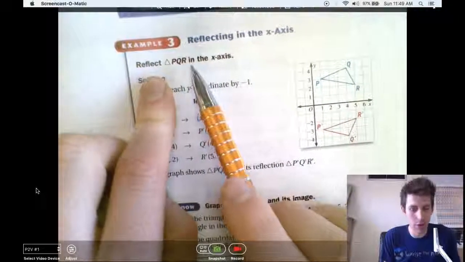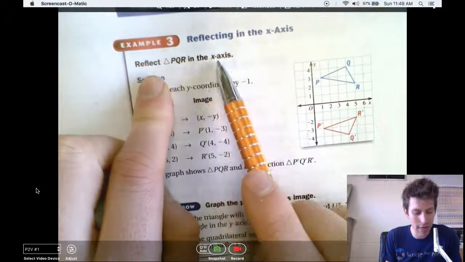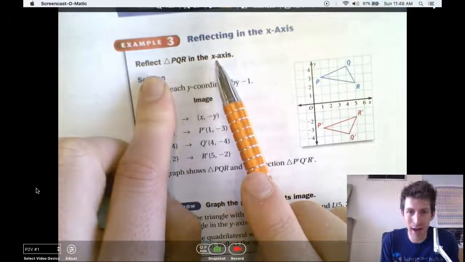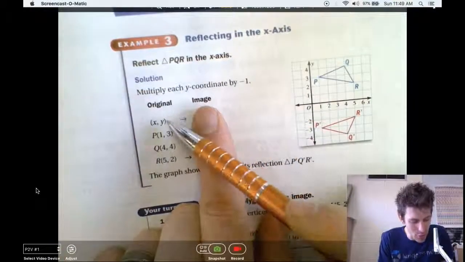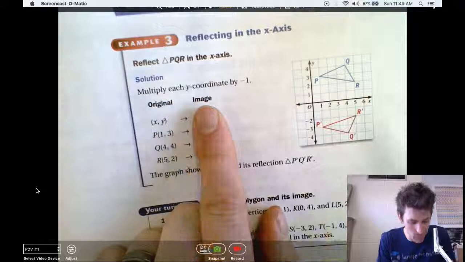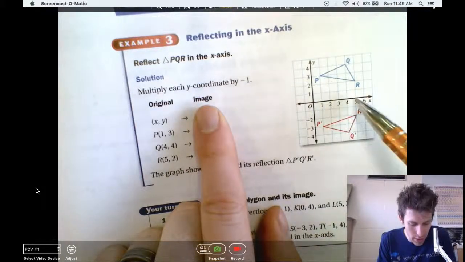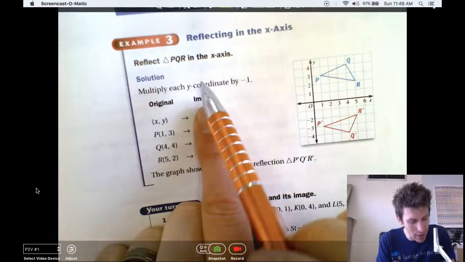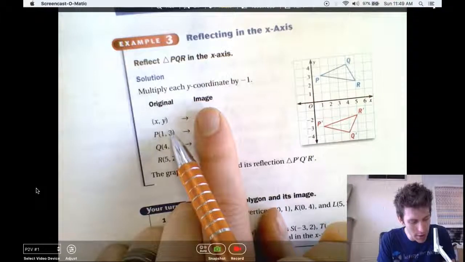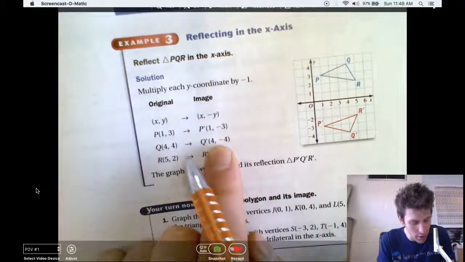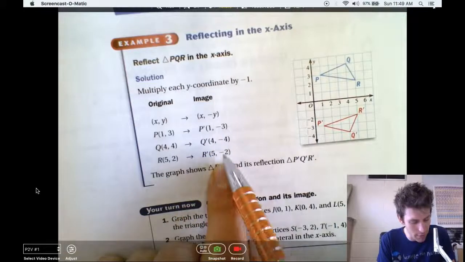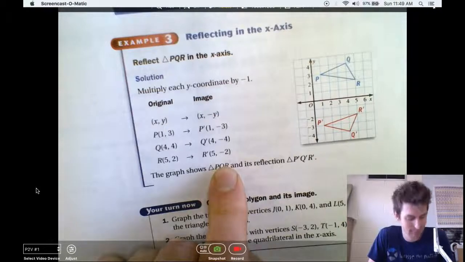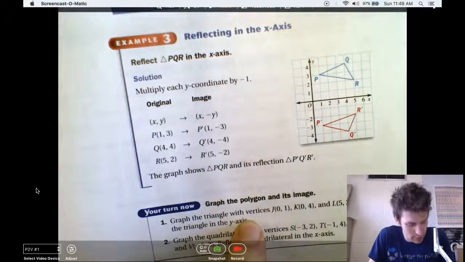If the problem told you, reflect triangle PQR in the x-axis, you should think, x-axis, I got to make the y's opposite. So you could list the original coordinates here. PQR. This is 1, 3. This is 4, 4. This is 5, 2. I got to make y's the opposite. So 1, -3, 4, -4, and 5, -2. Just plot those points, and kabam, you got it. You got your reflection. All right.